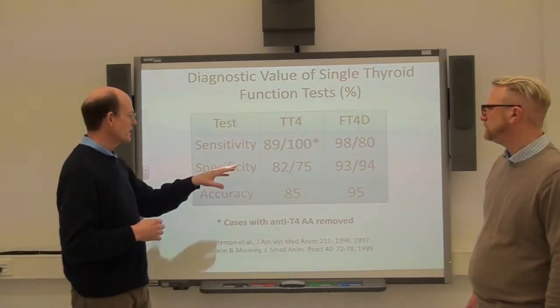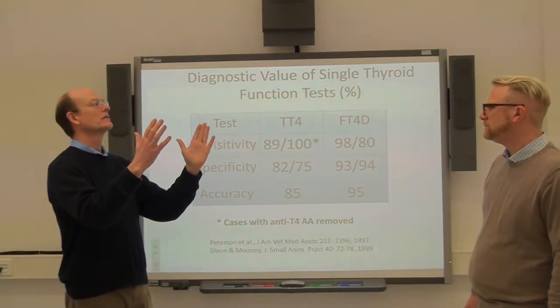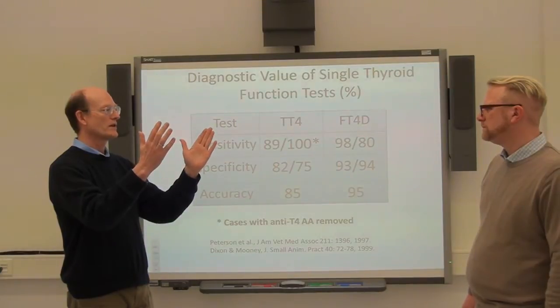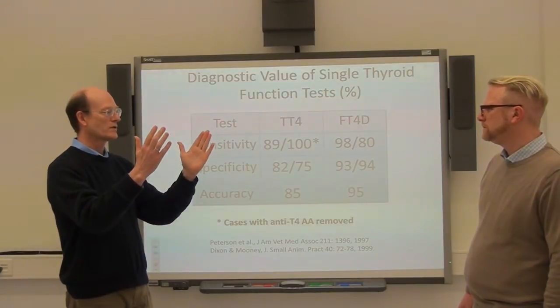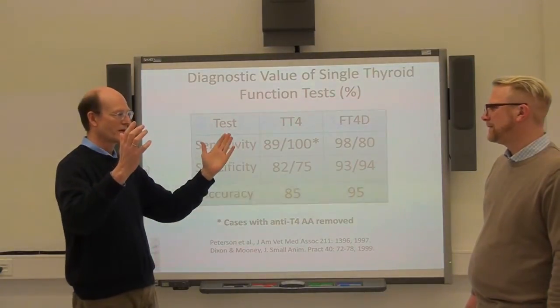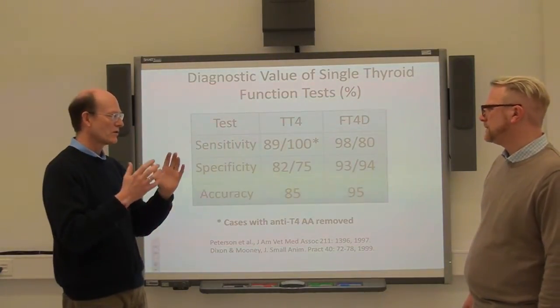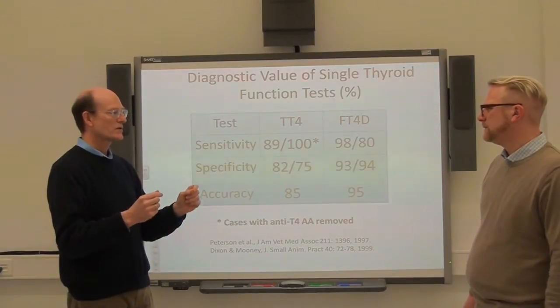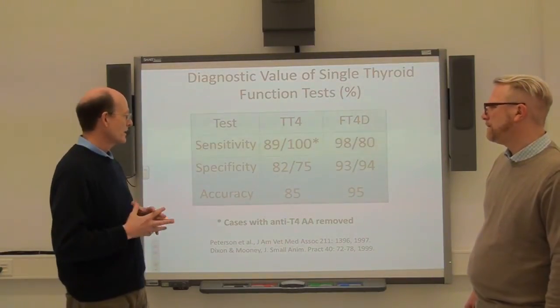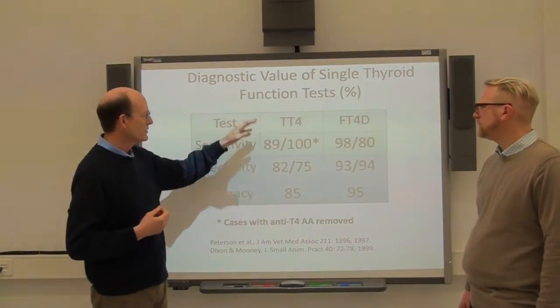Specificity means that the diagnostic values are in the normal range. If the diagnostic values are in the normal range, then that means the animal is not hyperthyroid, it's not hypothyroid. That's what specificity means. So for a confirmation test, we always want high specificity. So let's turn to total T4.